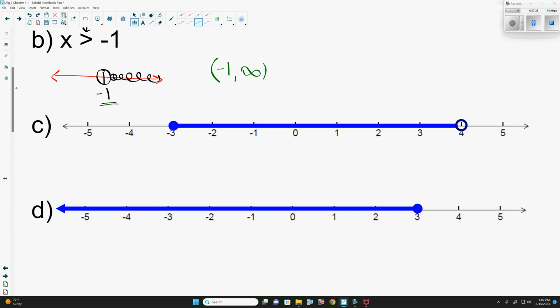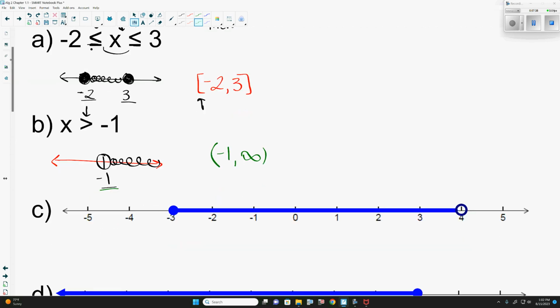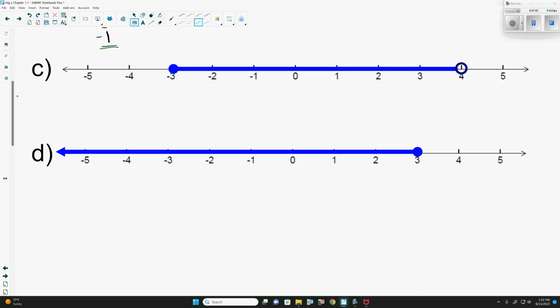Let's look at the next one. Do we have two definite endpoints? Well, yeah. This C is just like A. We have two definite endpoints, two spots where it stops. Are both of the endpoints filled in? No. One of them's open, one of them's closed. At -3, it is closed, so it is included, yes? Is 4 included? No, because it's open. So if we write this as an interval, we would have our two endpoints, -3 and 4.